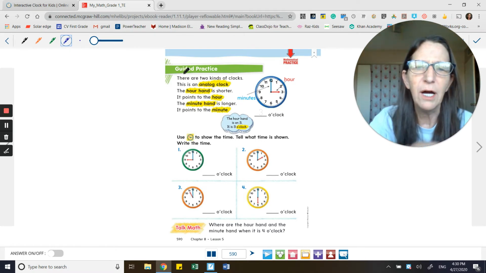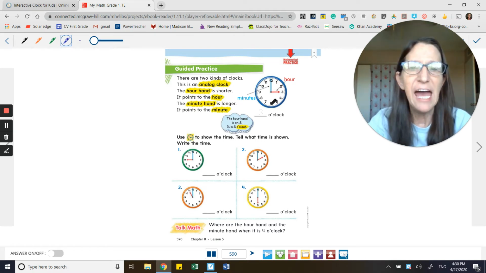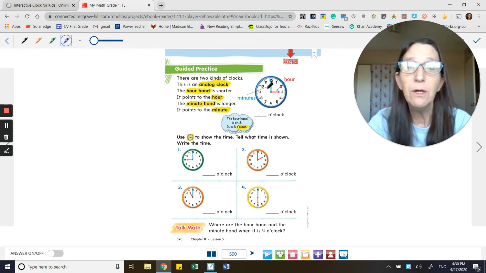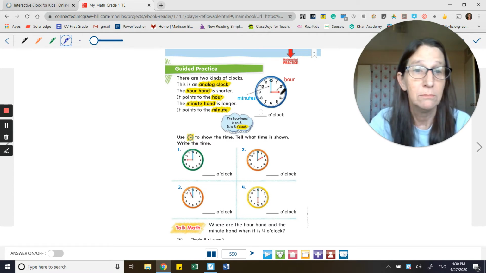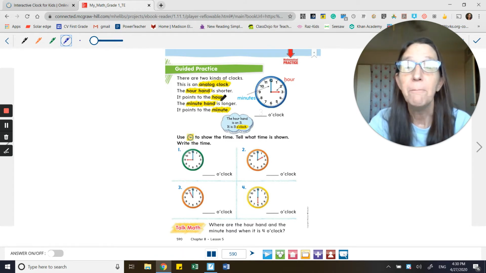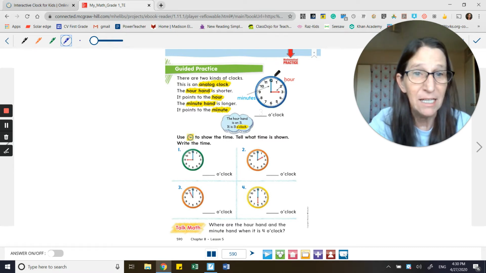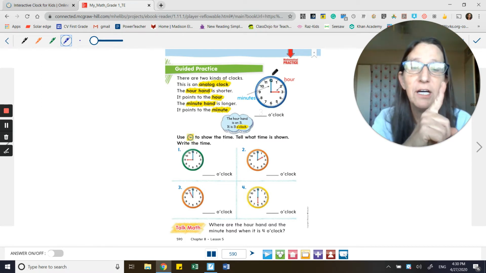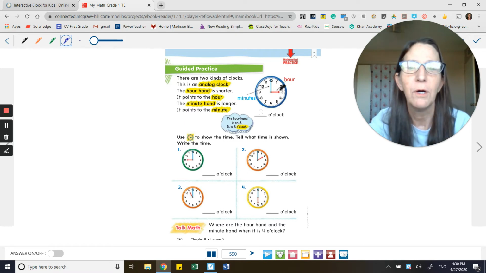There are 2 kinds of clocks. This is the analog clock. Remember, that's what I told you, analog clock. The hour hand is shorter than the minute hand. It points to the hour. The minute hand is longer, and it points to the minute. You got it. So when I look at this clock right here, remember what I told you? When it's pointed straight up, what do we say? O'clock.